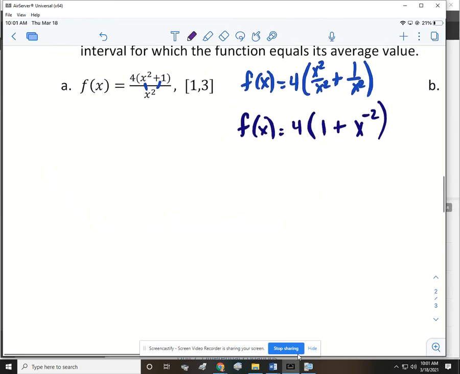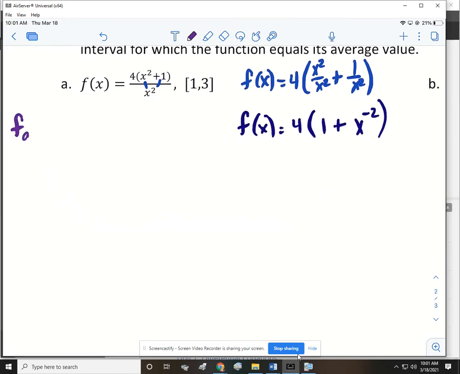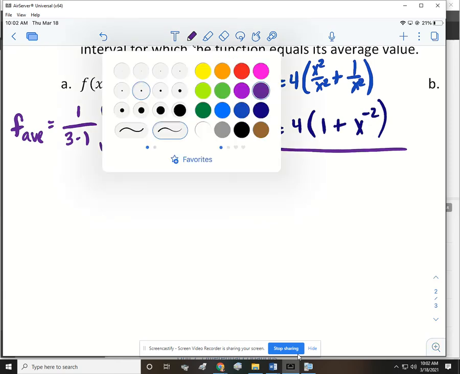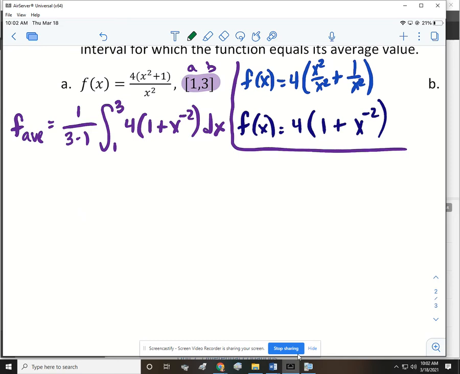Okay, so we're ready to use our formula. So to find f average, we're going to do 1 over, and then we take our integral, and we subtract b minus a. So this is a, this is b, so it's going to be 3 minus 1 times the integral from 1 to 3 of our function in the form that we can integrate it, dx. Now, when we have a constant multiplied, we can just bump it out in the front, which is what I'm going to do.